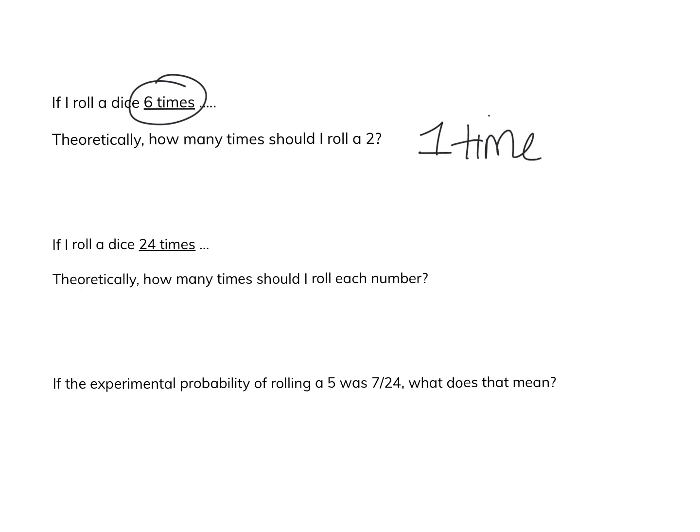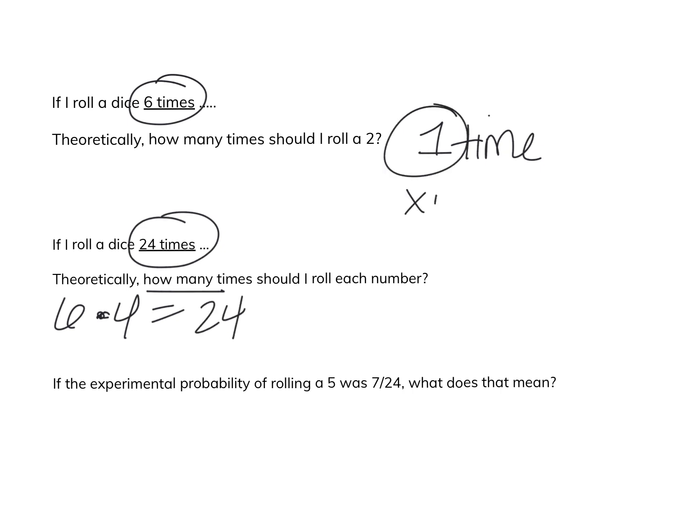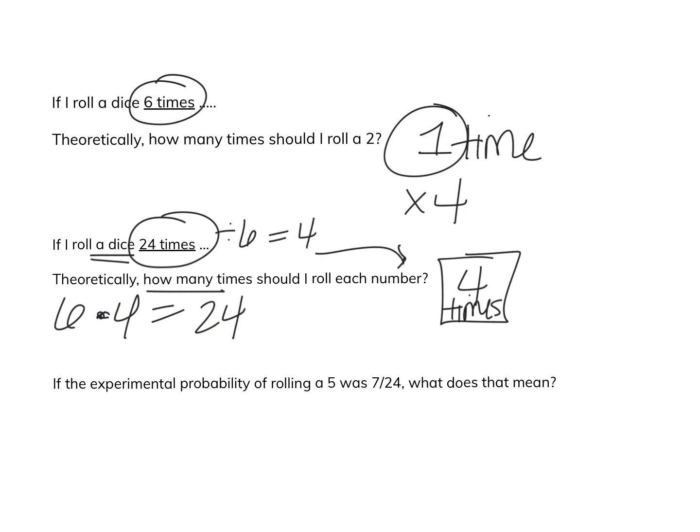If I roll a dice 24 times, theoretically, how many times should I roll each number? Well, I know that 6 times 4 equals 24, which means that I'm going to multiply that times 4. So theoretically, I should roll each number 4 times. And because there's 6 sides on the die, 24 divided by 6 also gets me to 4.